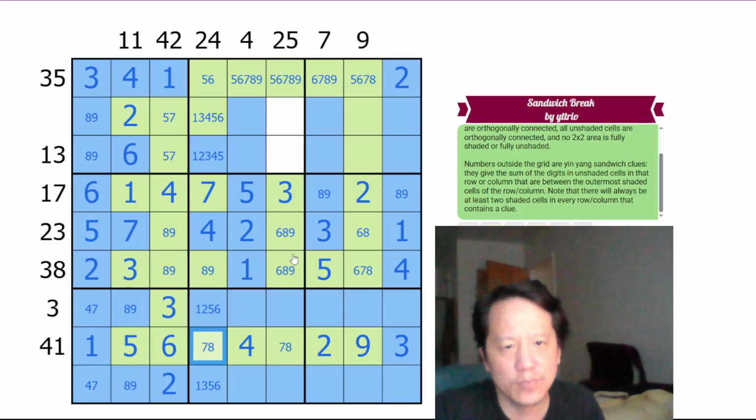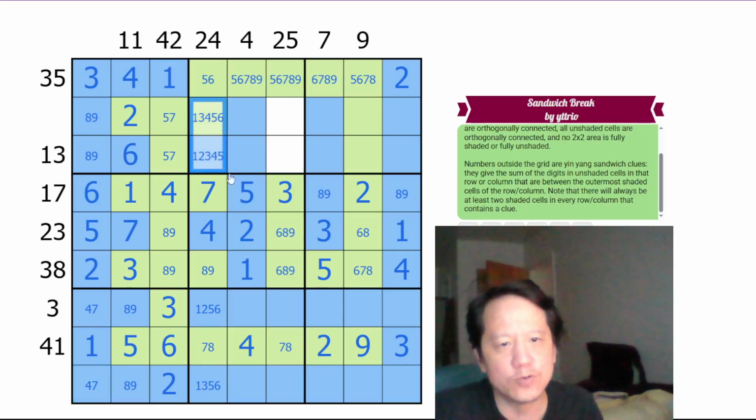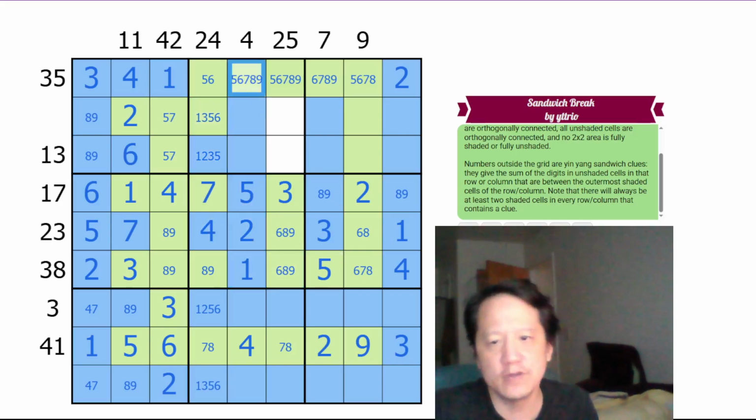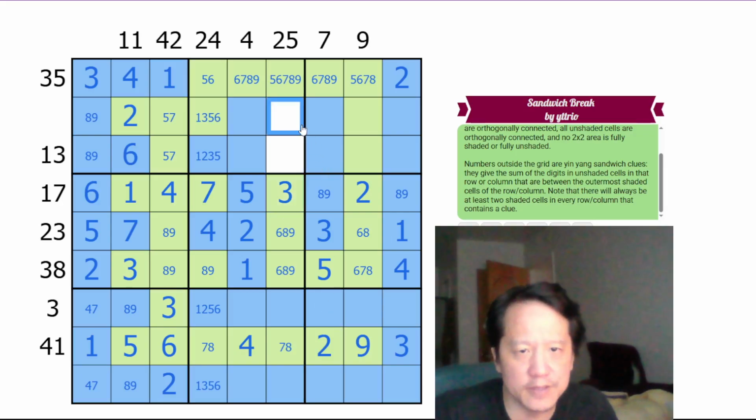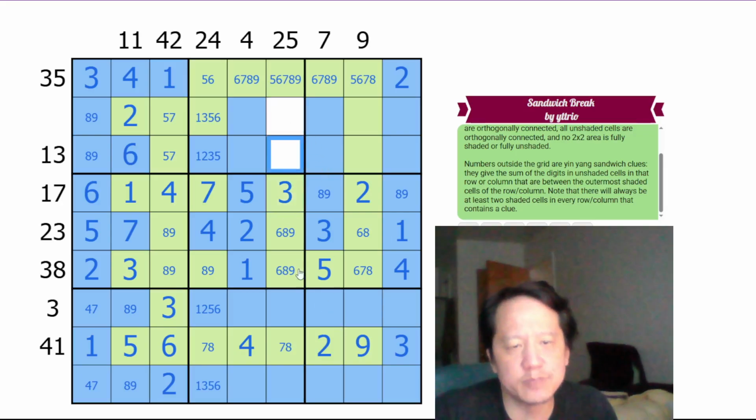Okay. 4 eliminates 4 in the rest of the column here. No 5 here because of 5 in the column. So either this is green and that's blue, or this is green and that's blue.